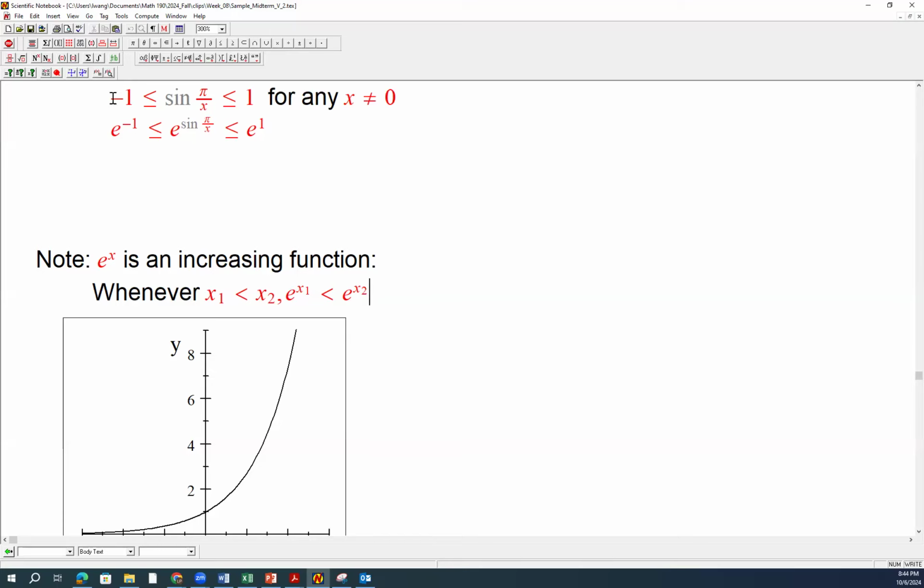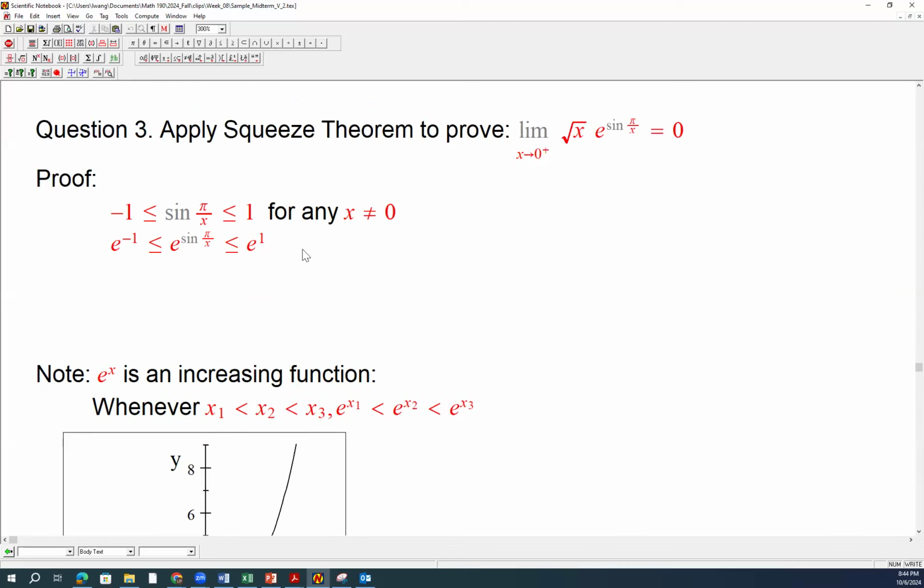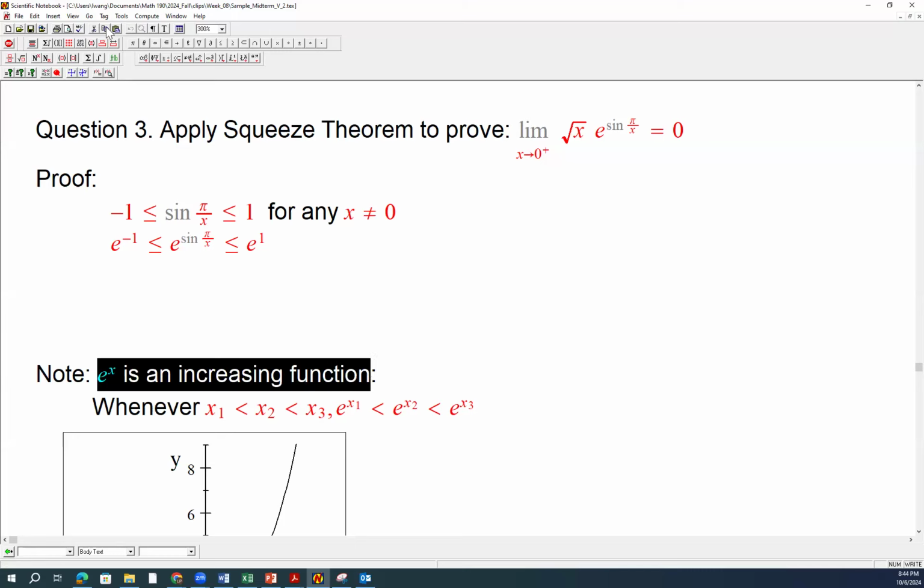Okay, so if we see x1, x2, x3, then this will continue to be true. So if you have less than x sub 3, this will continue to be less than e to the power of x sub 3. So you can see this relationship less than, and this is still less than. That's what it means to be an increasing function. And this is the reason for this step: e to the power x is an increasing function.